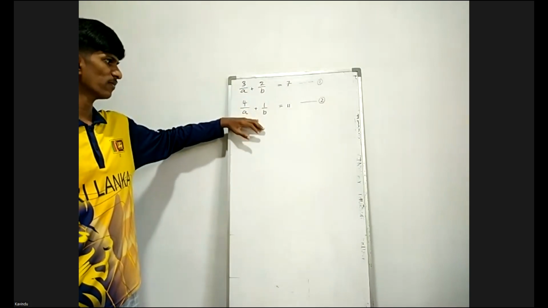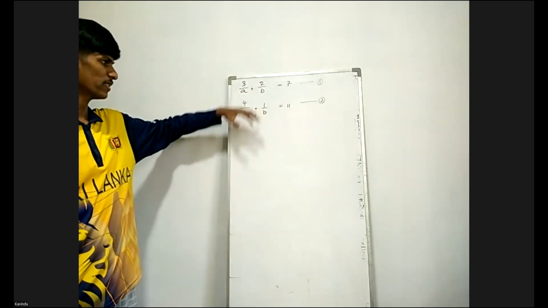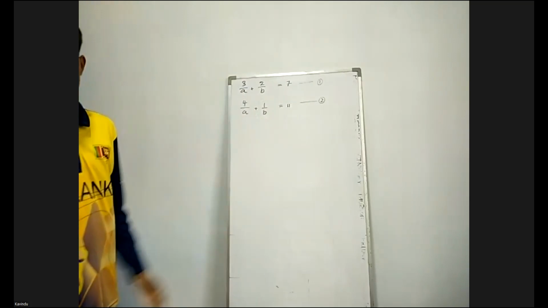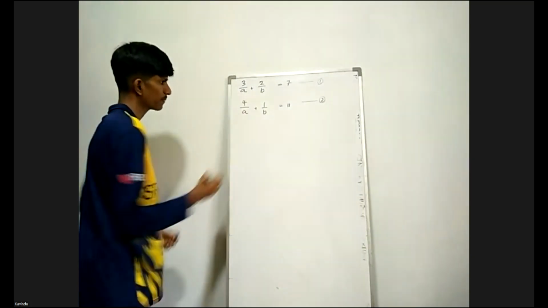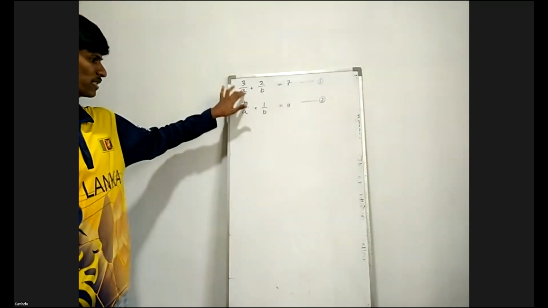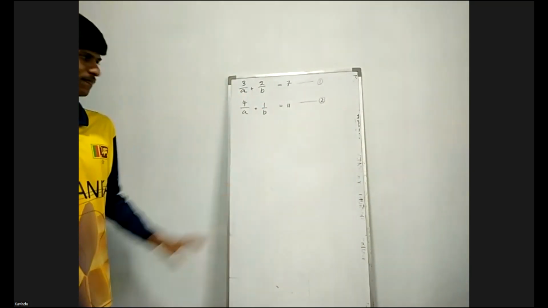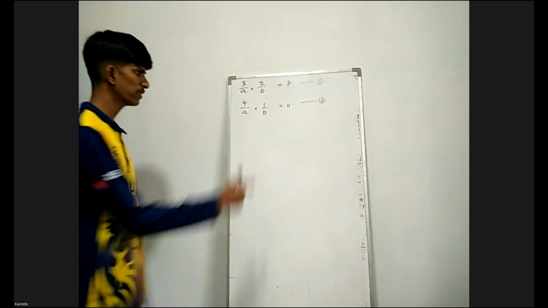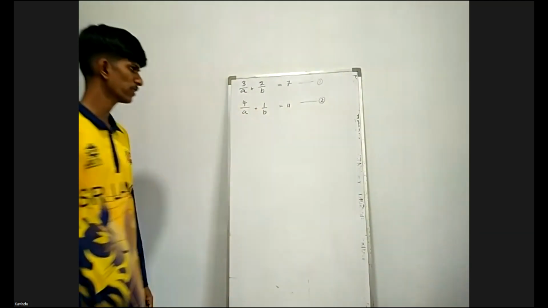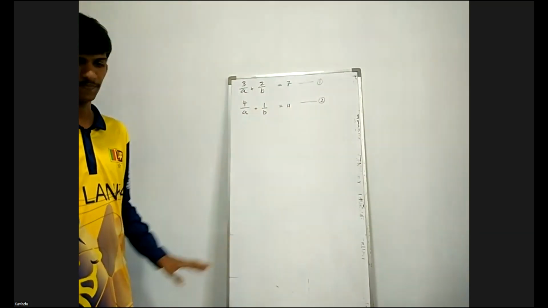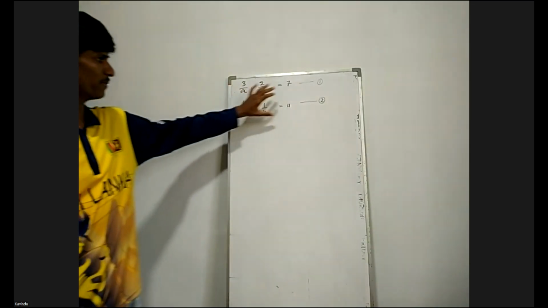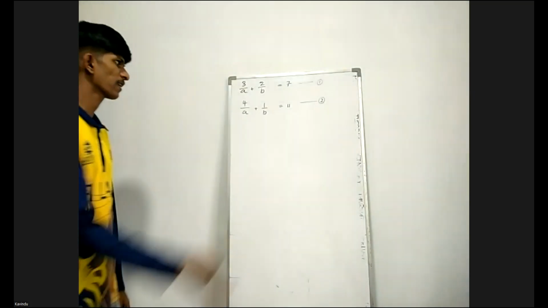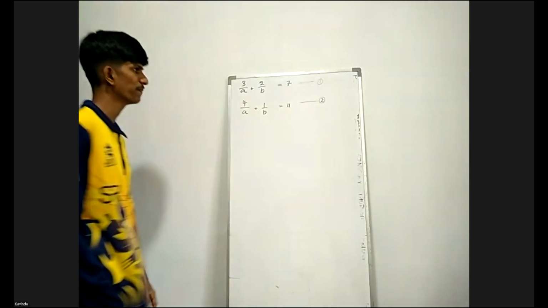This is a fraction form. The denominator contains the unknown term. Now the first step is to multiply the unknown terms, A and B, which means AB. Then multiply every term by AB.